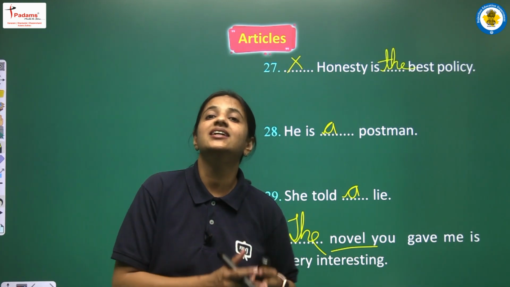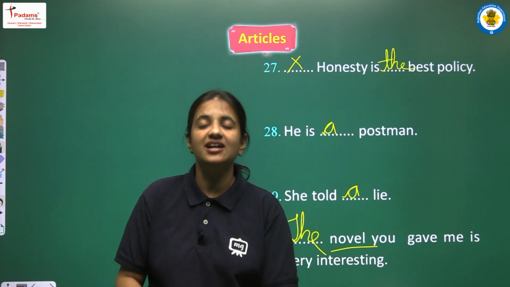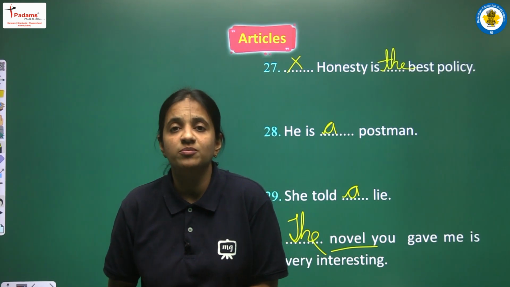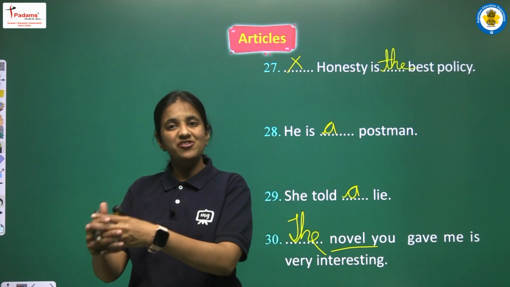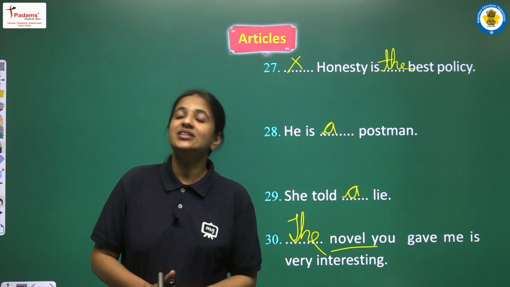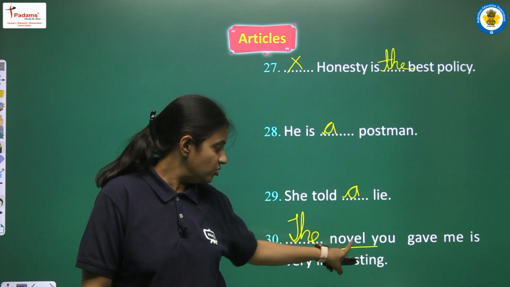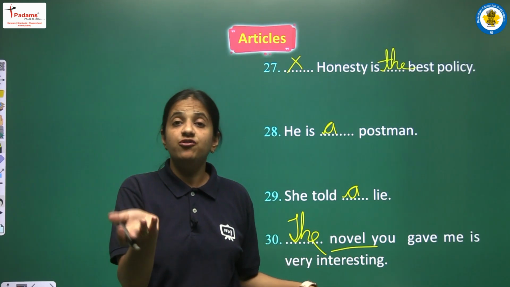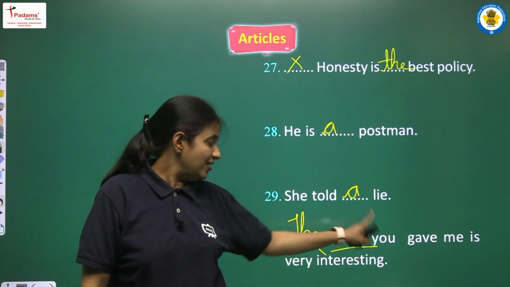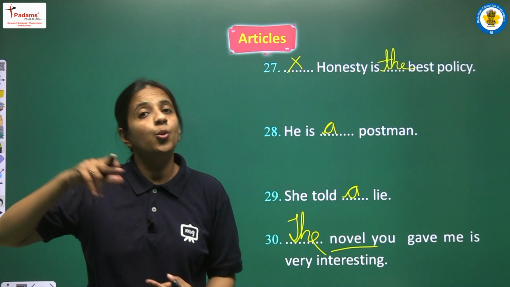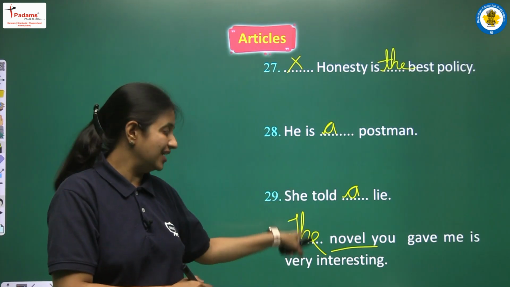And yes, again I am repeating this thing, that this is the reason it is known as the definite article, because it is used to make some people, something, some object as definite. So whenever we are talking about some particular thing, some definite thing, we always have to use the as an article. So in this sentence also we are talking about one particular novel that you gave me, and for that novel I am saying that it is very much interesting. So because of this reason that I am referring to one particular novel, we have to use the here in this blank.